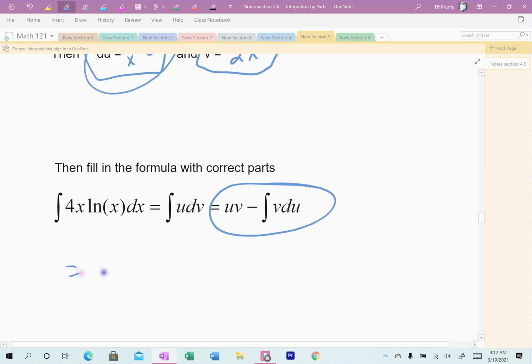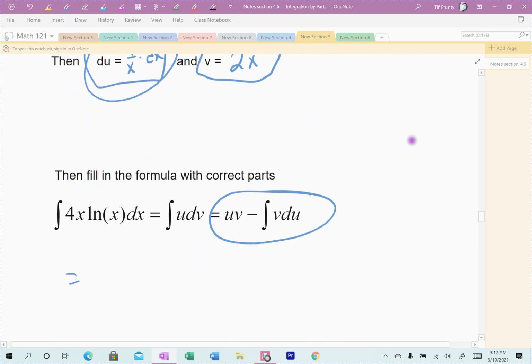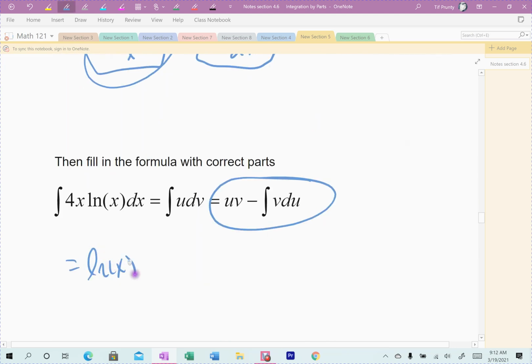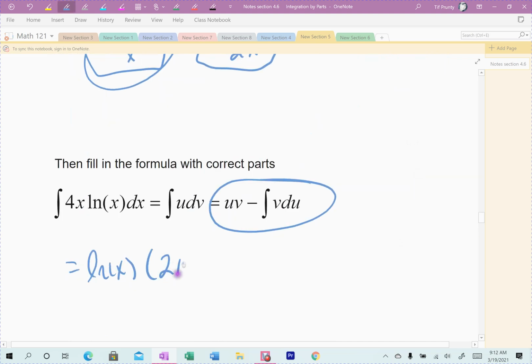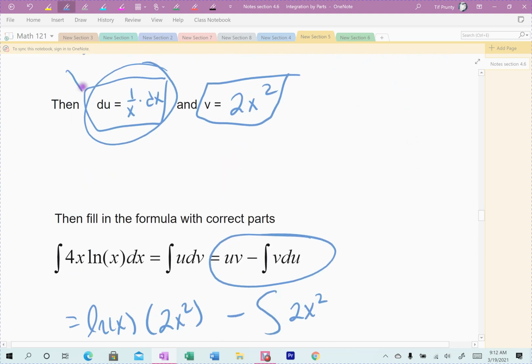So we get u, which was the natural log, times v, which was 2x squared, minus v, which was 2x squared. And then this is the part you've got to remember. If I'm going to forget something, this is the part I'm going to forget. du is equal to 1 over x dx. I've got to remember that. 1 over x dx, not 1 over x. 1 over x dx is what we'll replace here with du.